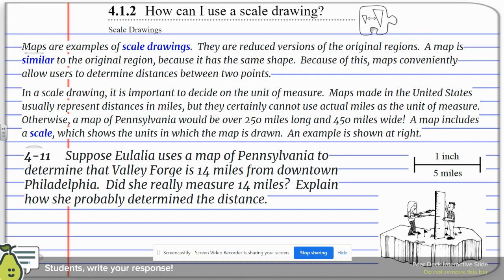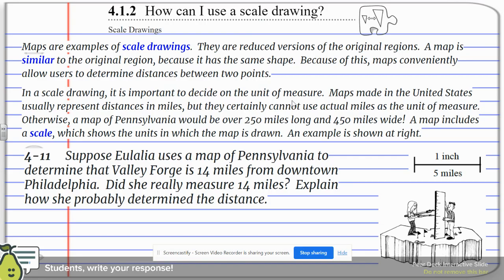When you use a map, the map is usually the same exact shape of the land that it's measuring out. So those would be considered similar figures, like what we learned yesterday. So how can we determine the distance between 2 points if we're given a map?